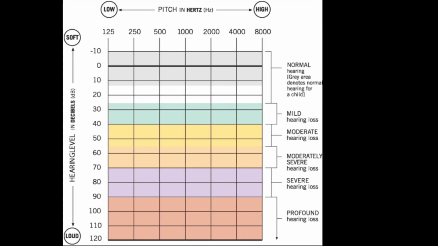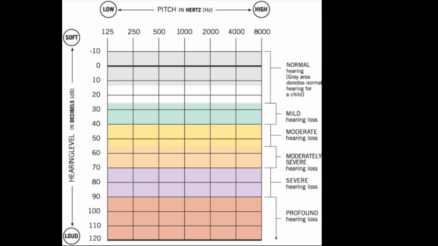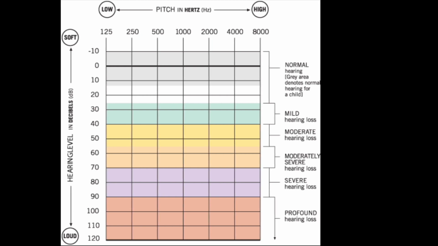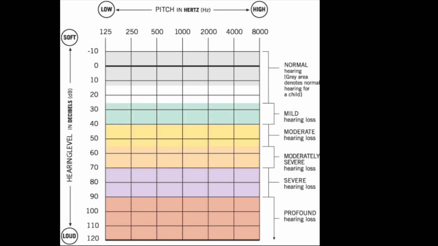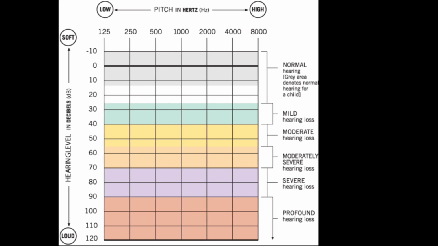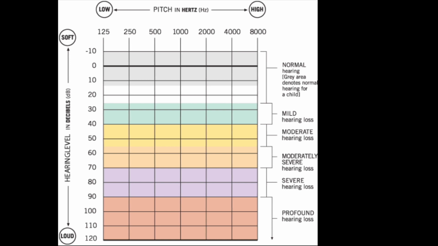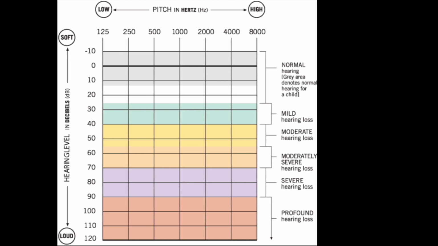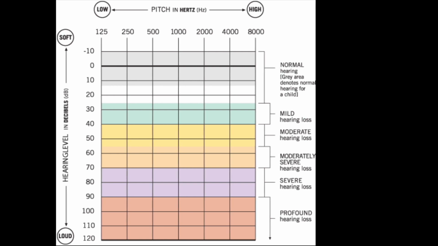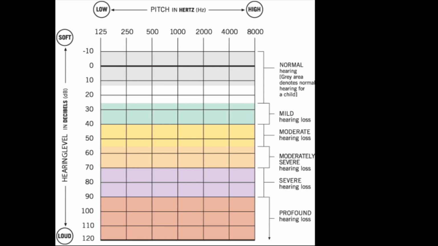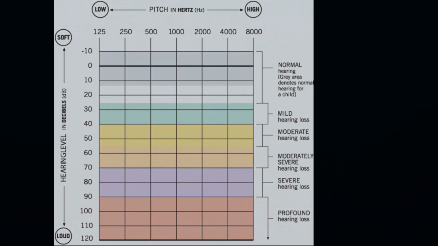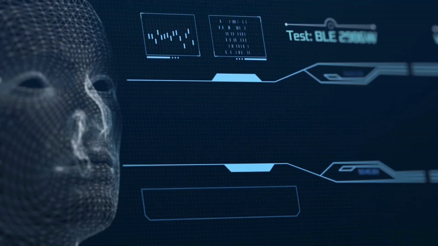We classify hearing loss according to the average of 500, 1000, 2000, sometimes 4000 hertz. So when this threshold comes in between 25 to 40 decibel, we say it's mild, and 40 to 55 moderate, 55 to 70 moderate to severe, 70 to 90 severe, and above 90 profound. So this helps us in telling someone about the severity of the hearing loss.